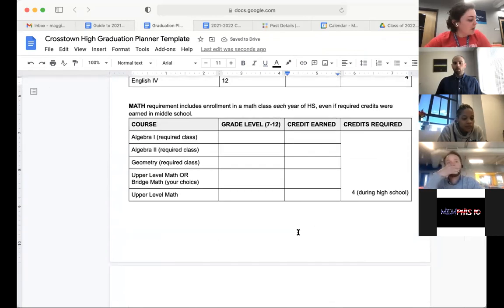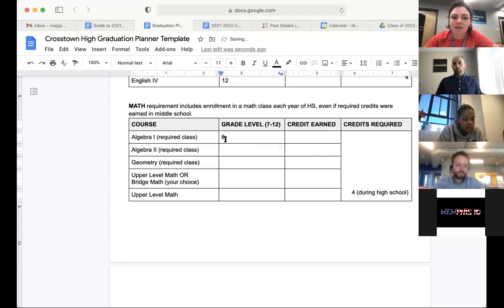Now, a couple of you have already taken some high school level classes before you came to Crosstown, or if you transferred in, so your transcript should reflect that. So for instance, some of you already took Algebra 1 last year when you were in 8th grade. So what you'll do is say 8th grade, 1 credit earned. You're in Algebra 2 right now, 9th grade, half a credit earned. Same for physical science. Physical science, as Ms.